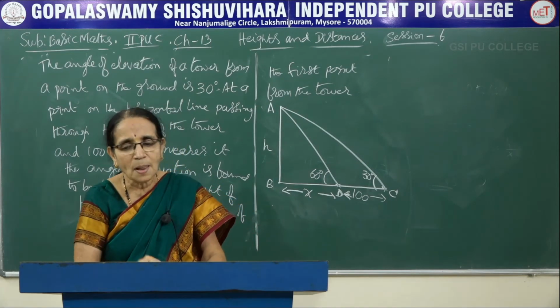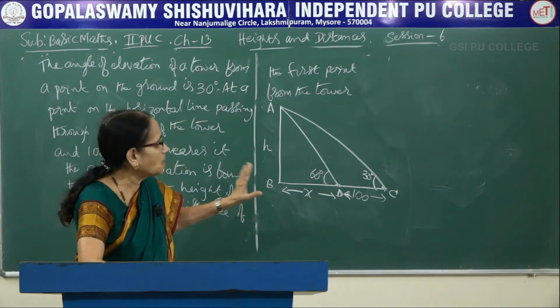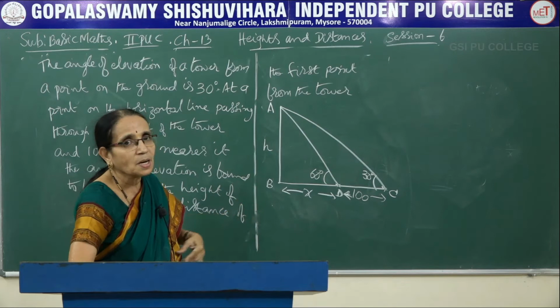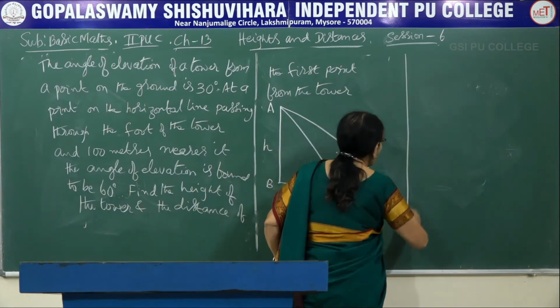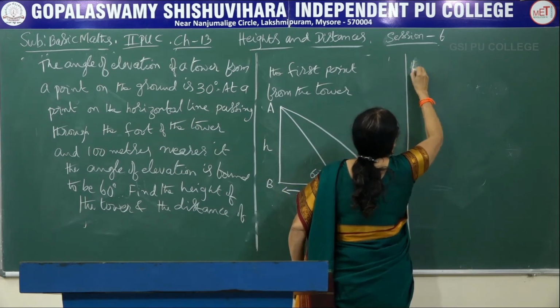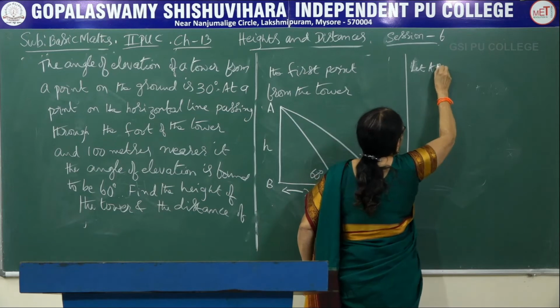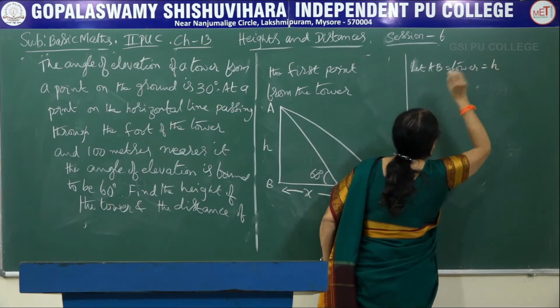Again, as usual, we have two right angle triangles. One is ABD. Another is ABC. So let us consider them one by one. First let me explain the figure. Let AB be the tower and take it as H.